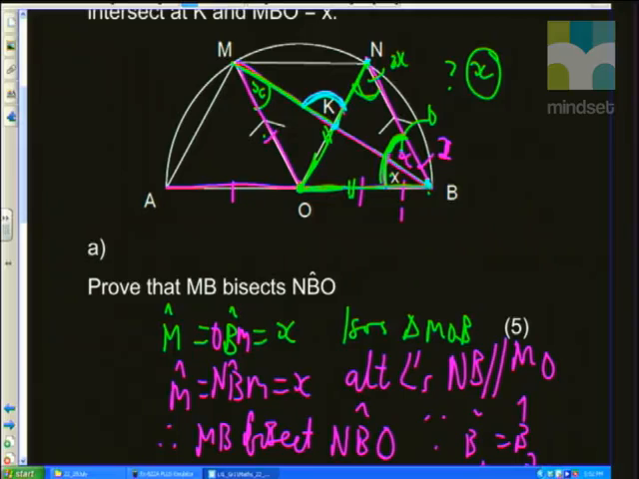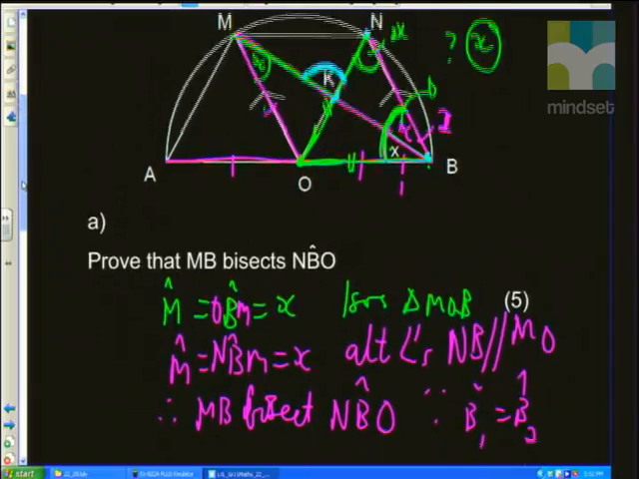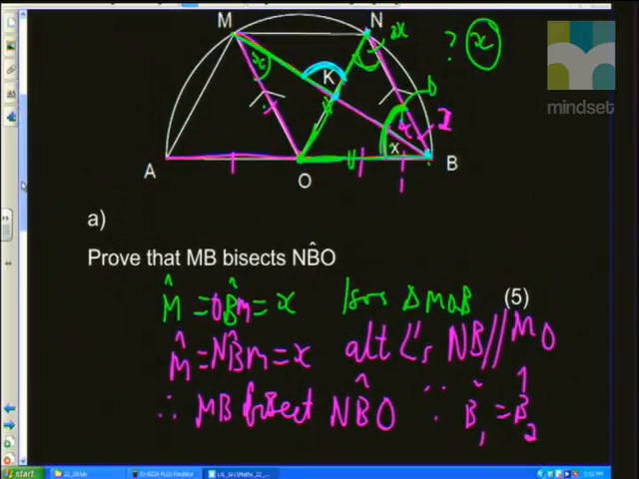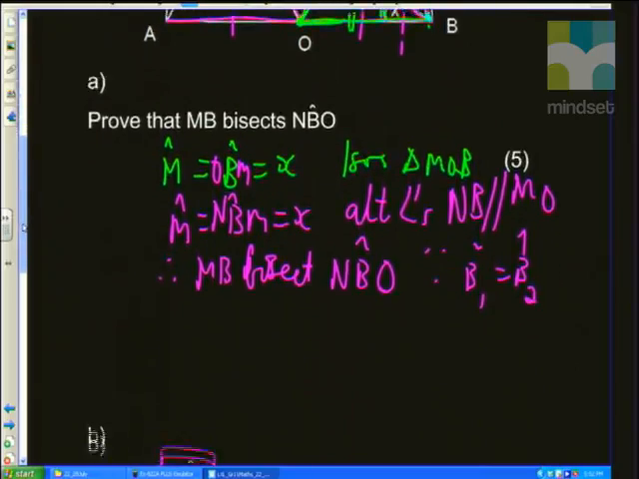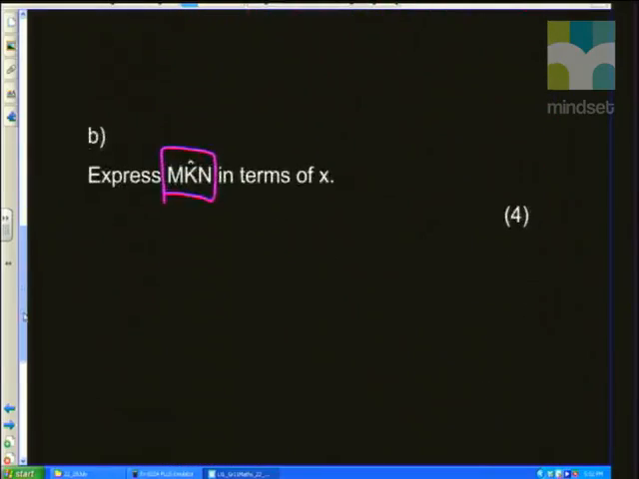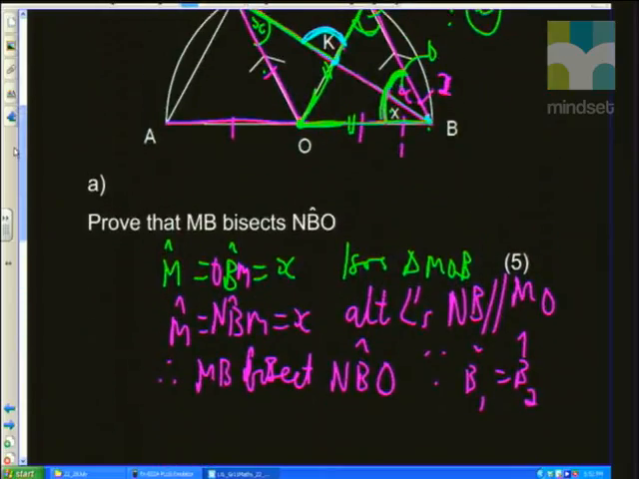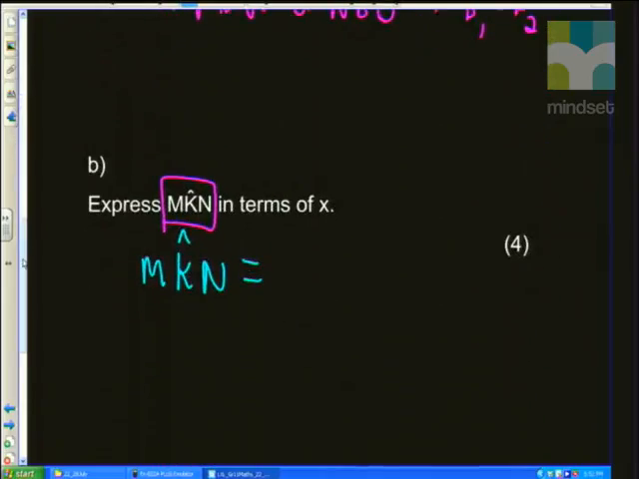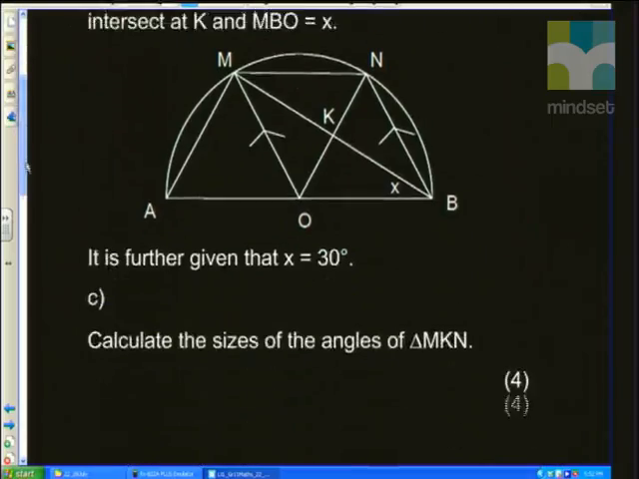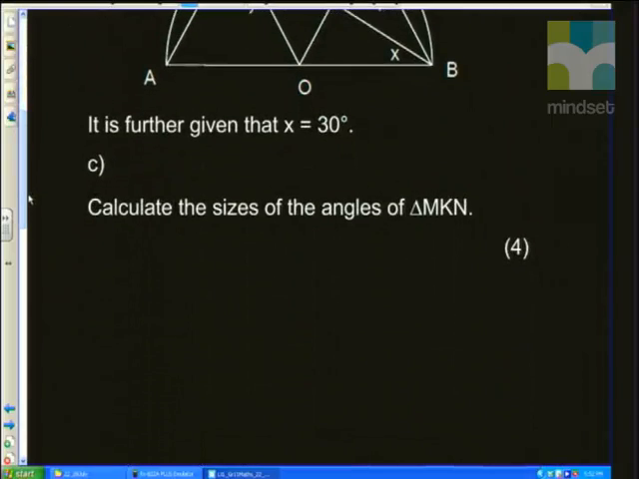Now, what we know from grade 8 is that the exterior angle of a triangle equals the sum of the two opposite interior angles, right? So we would say MKN is equal to, let's just check, we've got that x and the 2x. It's equal to x plus 2x, and this gives us 3x. So MKN is equal to 3x.